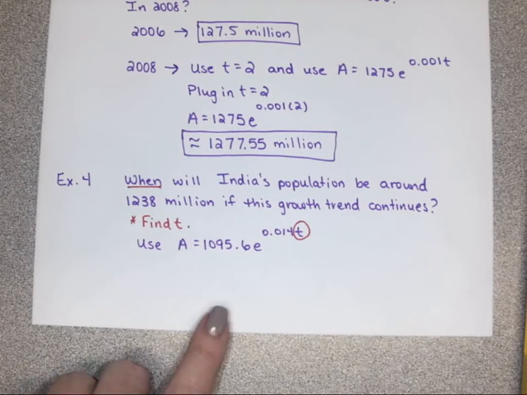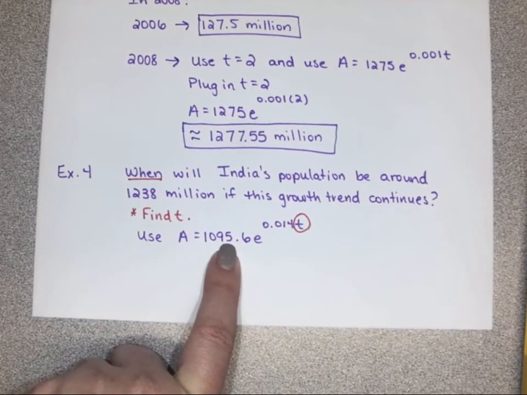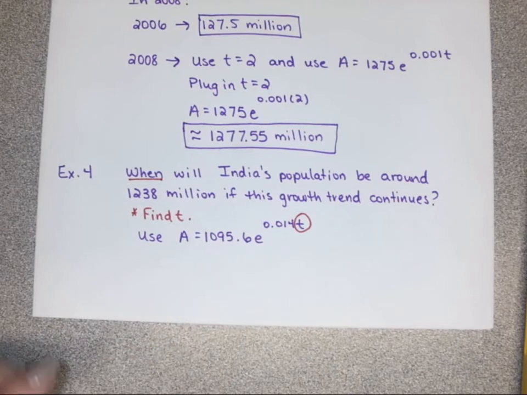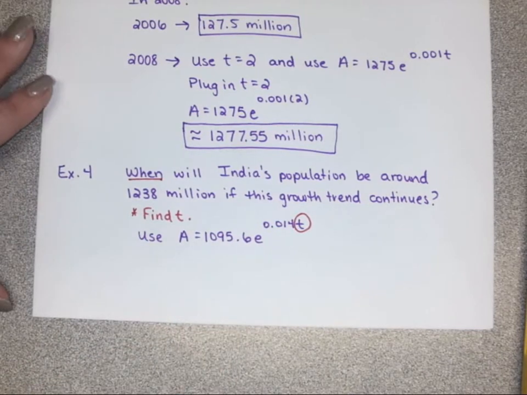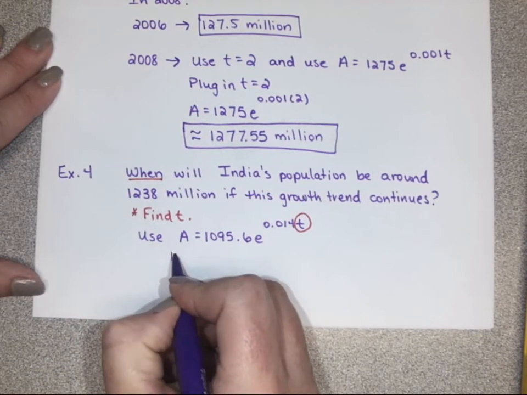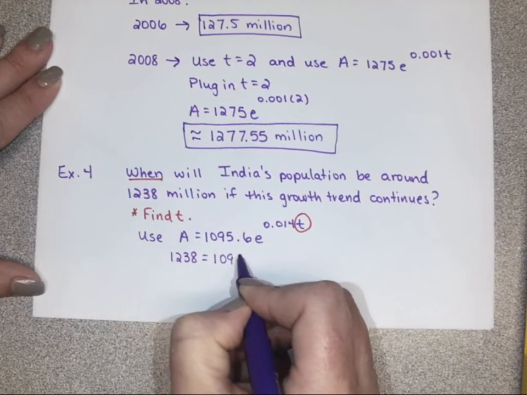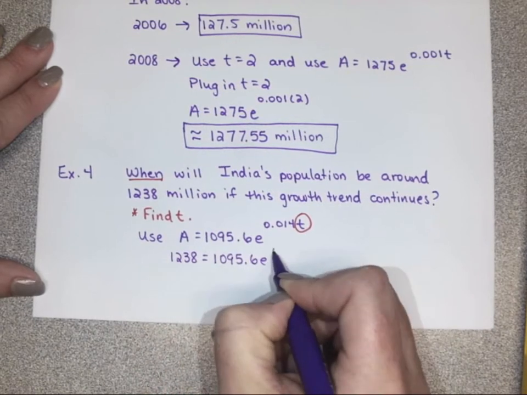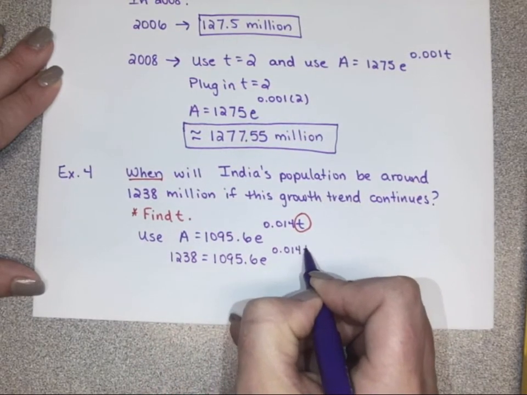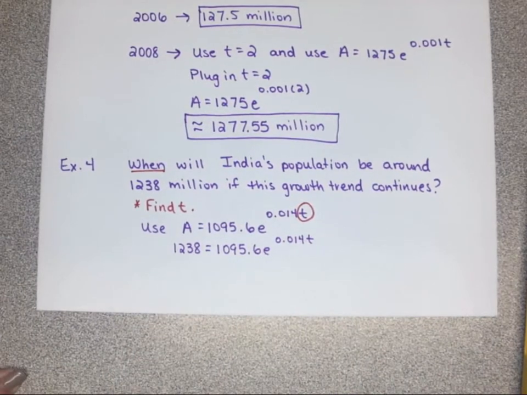The first thing we want to do is get rid of this number, right? We want to isolate the e part. The e part needs to be all alone, okay? So what that means, and by the way, I can go ahead and plug in 1238 where? Like, it's asking me when, right? So I can go ahead and plug it in here. And I probably honestly should have done that before. Because I know the final population, I'm just trying to figure out how long it takes to get there.